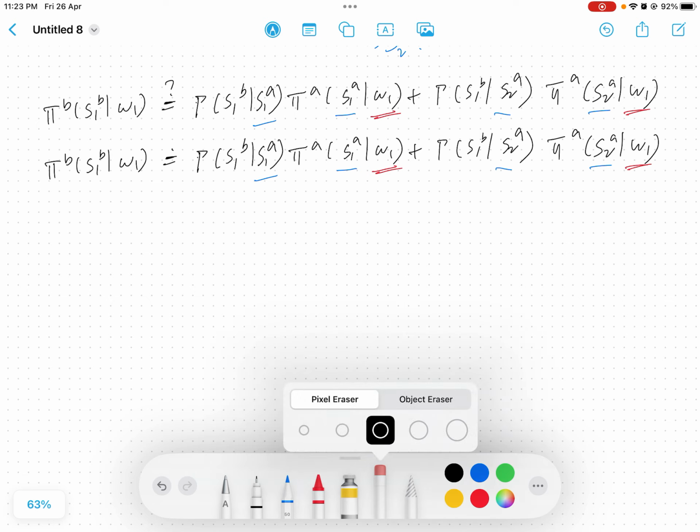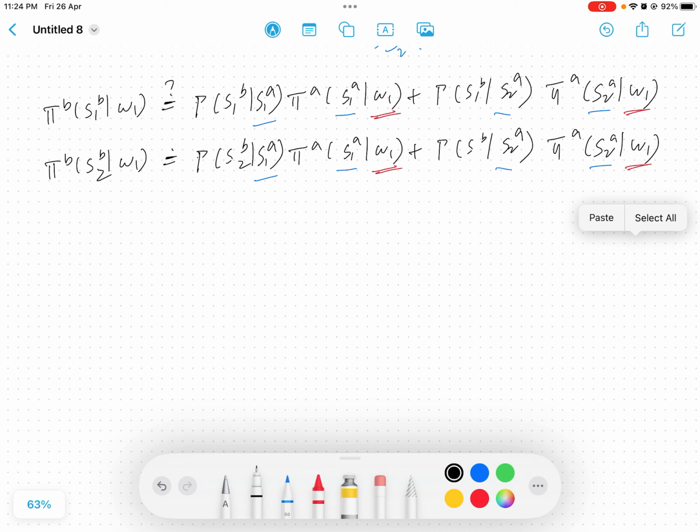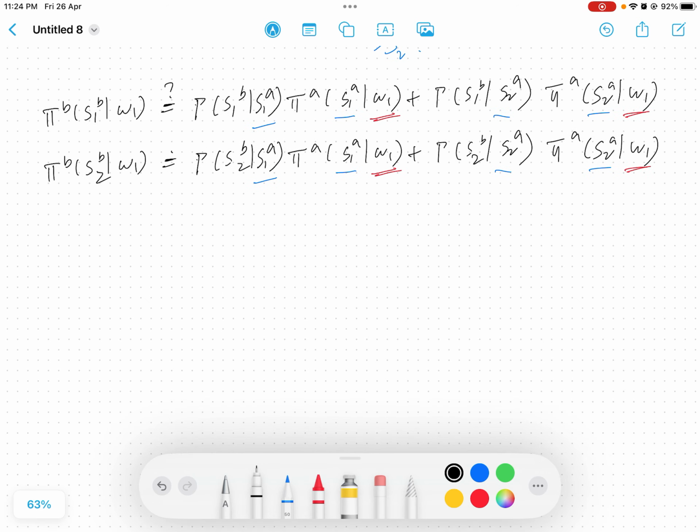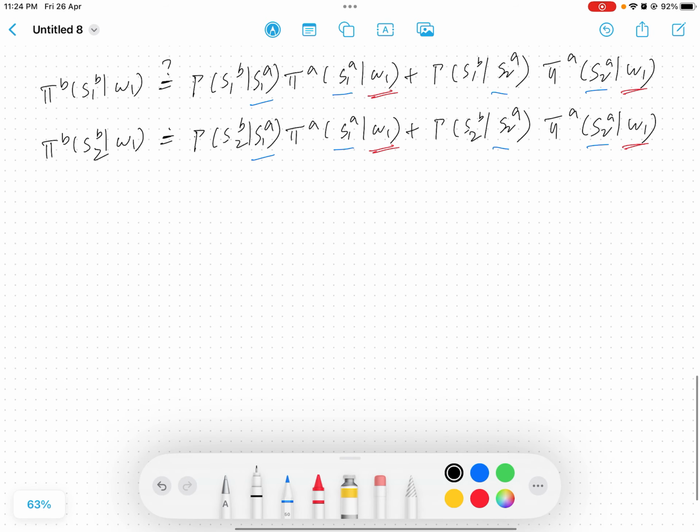So this is S2b, right? All over those places. S2b, S1a, pi a S1a, omega 1, gamma S2b, S2a, pi a S2a, omega 1. Okay, so those are very similar things. And also we can change our omega 1 to omega 2, right?